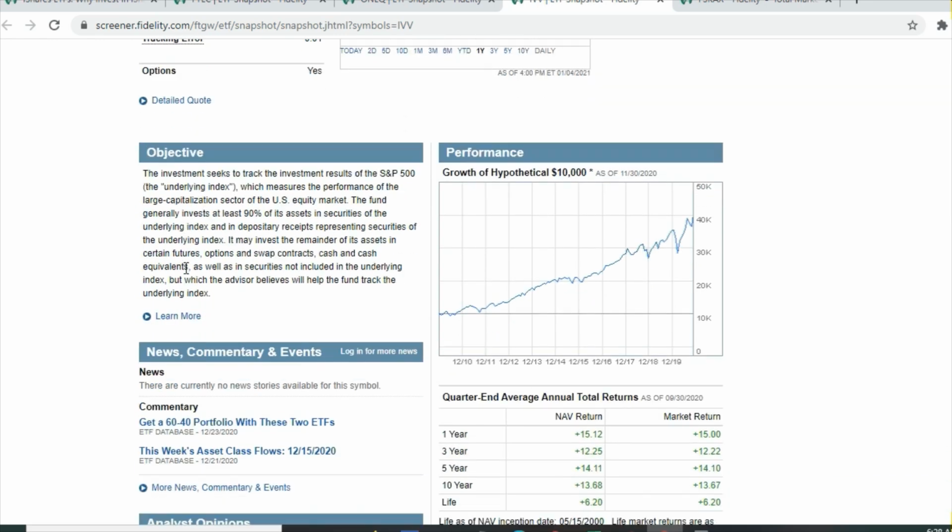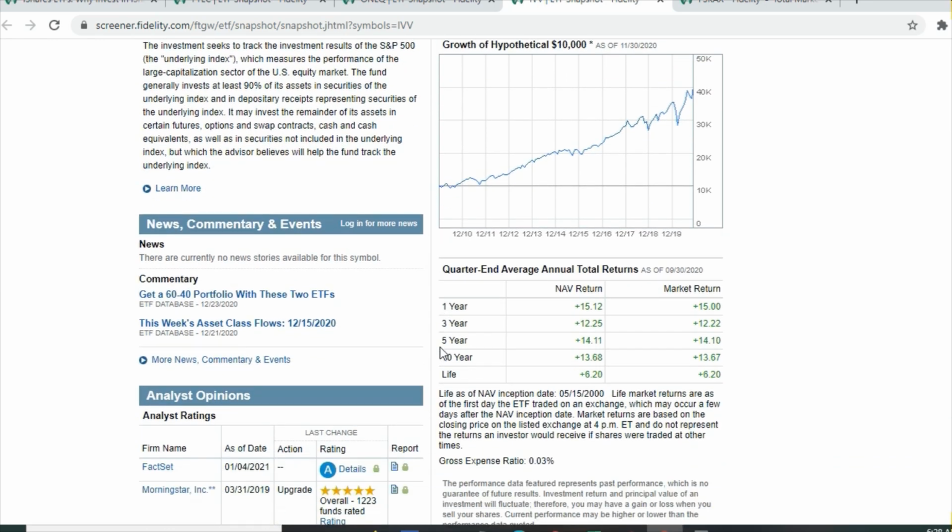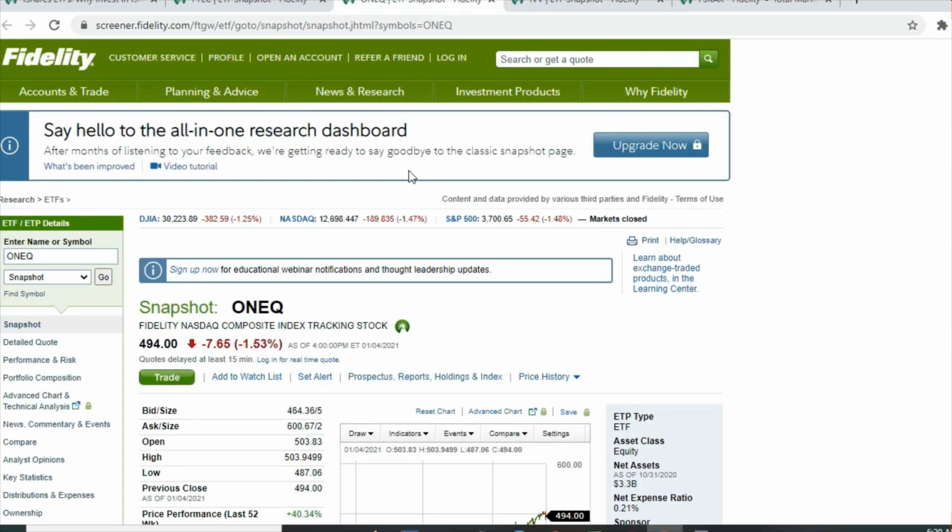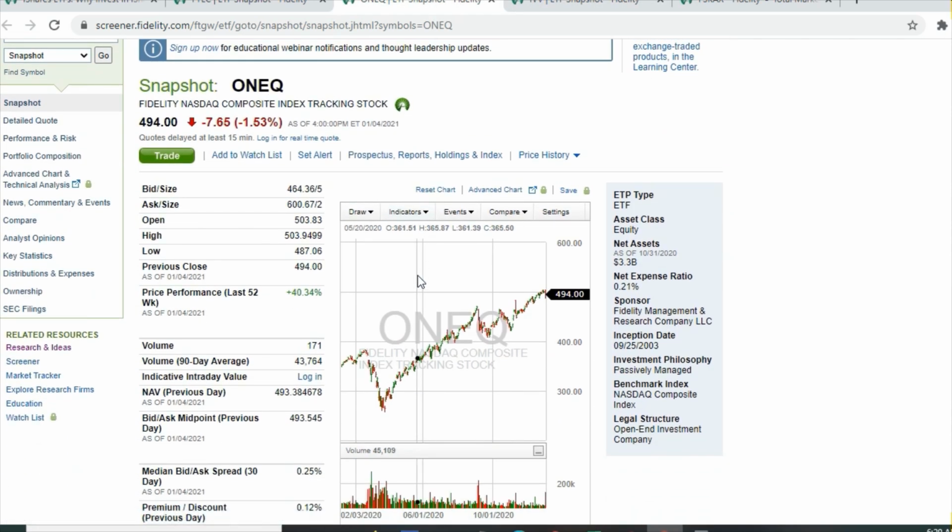If we scroll down here, you can see that it's performed well. 15% over the last year, 12% 3-year return, 14% 5-year return, and 13% 10-year return. Over the life since the year 2000, 6%. And that has included a few dips in the market as well. You'll notice that this ETF has not performed as well as ONEQ, which was that Fidelity Nasdaq ETF. But that's because the Nasdaq has outperformed the S&P 500.